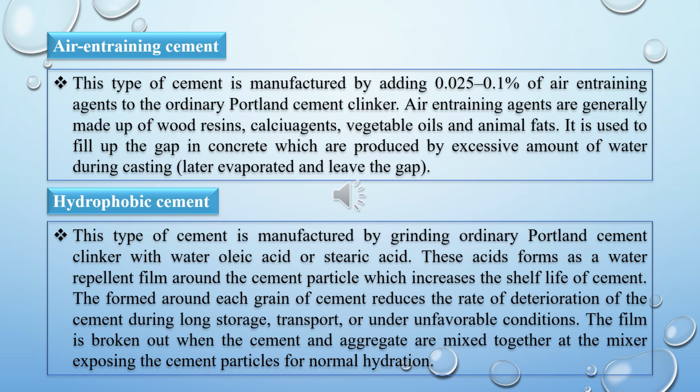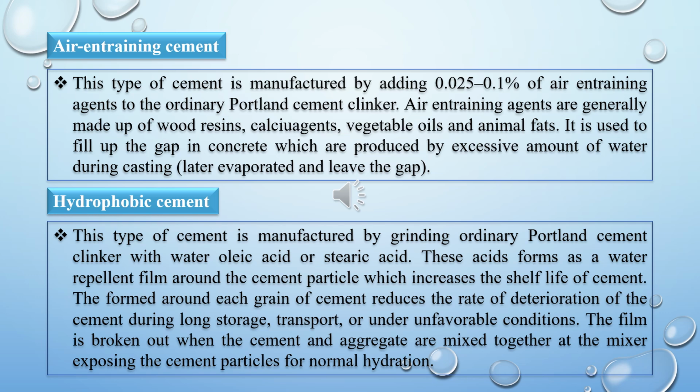So students, air entraining cement. Air entraining cement is formed by adding 0.025 to 0.1% of air entraining agent into the Portland cement or ordinary Portland cement clinker. Now, these air entraining agents are generally made up of wood resins, calcium agents, vegetable oils, and animal fats. And air entraining cements are used to fill up the gaps in the concrete which are produced due to the excess amount of water during casting. So students, I'm going to revise it again. Air entraining cement is formed by adding 0.025 to 0.1% air entraining agents into the ordinary Portland cement clinker.